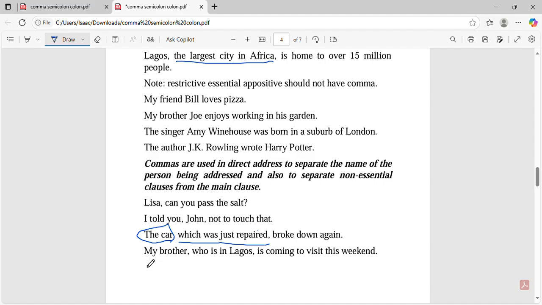My brother, who is in Lagos, is coming to visit this weekend. So "who is in Lagos" is simply describing my brother, or modifying, rather, giving us more information about my brother. You use commas to separate the non-essential relative clause from the main clause.